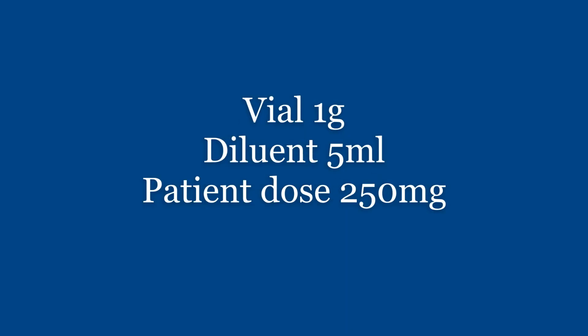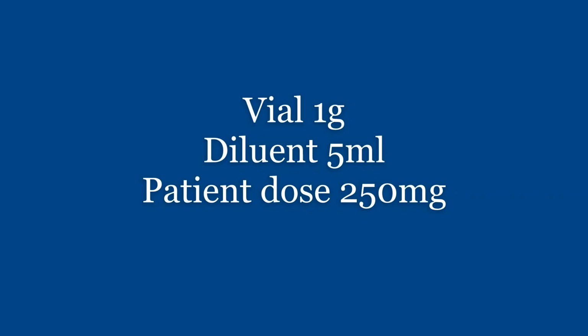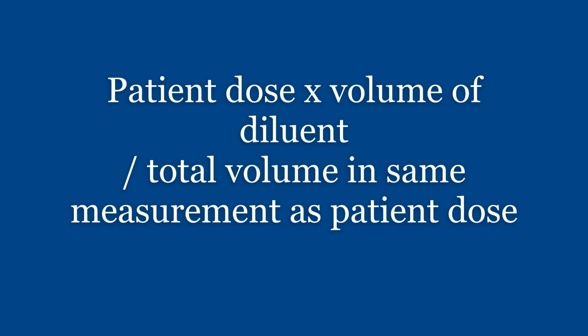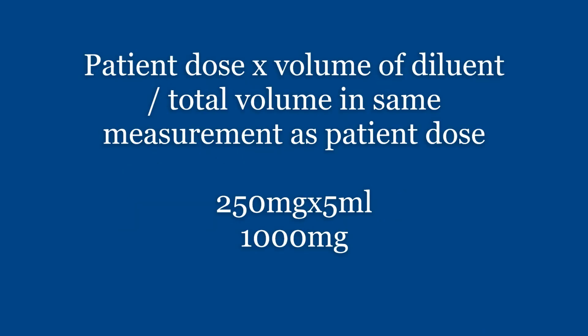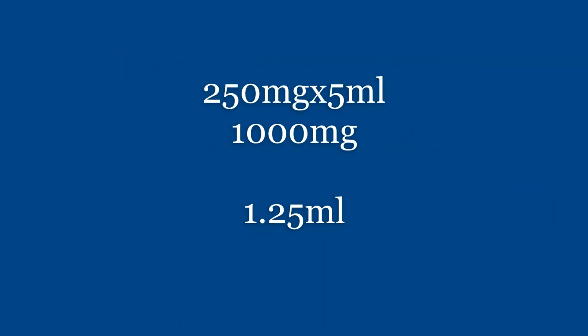To calculate your dose, if you have a drug that is in a 1 gram vial and you use 5 ml of diluent, the patient dose is needed. If the patient is to receive 250 milligrams, then you would use the formula as follows. The patient dose multiplied by the volume divided by the total dosage in the solution, using the same measurement as the patient dose. I will send a few practice questions for you to process this information thoroughly.